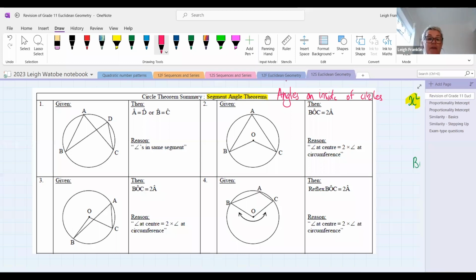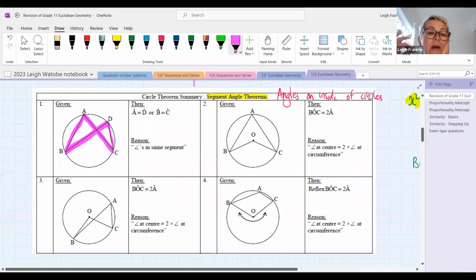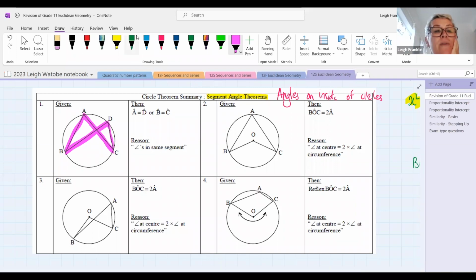Let's have a look at the different types. If we have a look at number 1, we have got the good old bow tie. I'm going to join those lines together. There is my bow tie, very important. A, B, C, and D are all on the circle. That's what makes the bow tie. So if I want to conclude that angle A equals angle D, or that angle B equals angle C, my reason here is angles in the same segment.